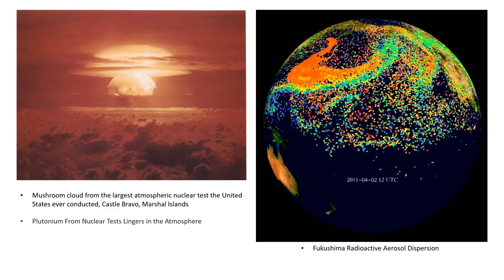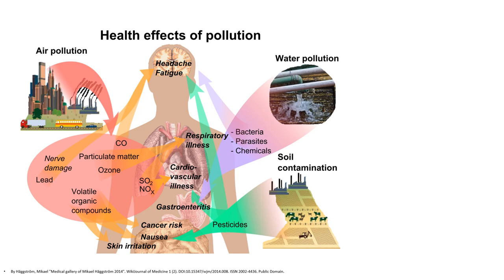Here is a picture of the mushroom cloud from the largest atmospheric nuclear test the United States ever conducted, at Castle Bravo, Marshall Islands. 66 similar tests were conducted in the same region, which released amounts of radioactive materials that could be easily imagined. Another picture here shows the aerosol dispersion of Fukushima radioactive materials, which clearly indicates the quantum of spread, exposure, and consequence of radioactive materials over the life on this earth. This slide needs no introduction or explanation.